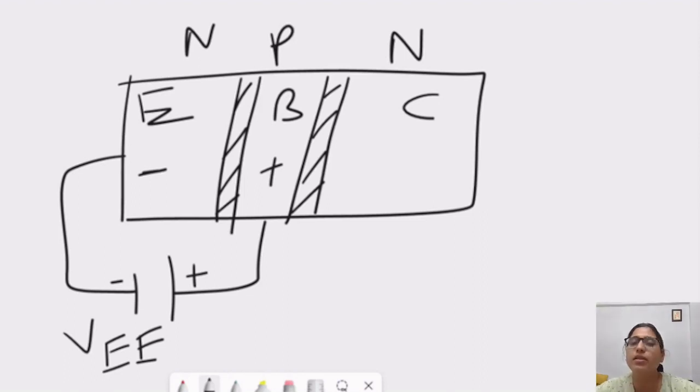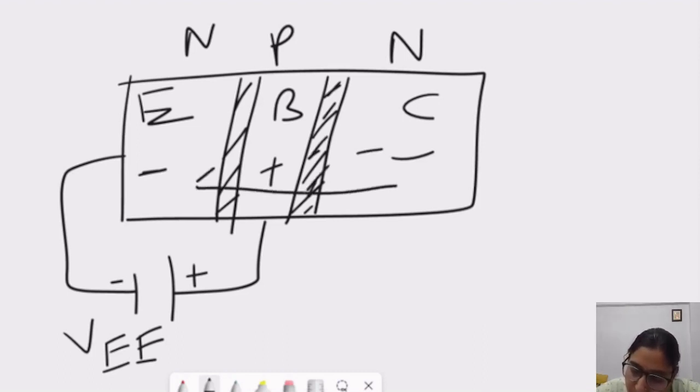Okay, this battery is the operating voltage for the emitter, which is VEE. Now, what will happen here? This is our collector region and this is the depletion region of the collector. Now what will happen if we remove this depletion region? Electrons in the collector will try to move towards the emitter, but we don't want this. We want the emitter to be the supplier, and the collector has to collect those electrons which the emitter is supplying.